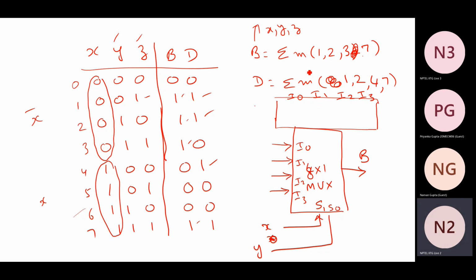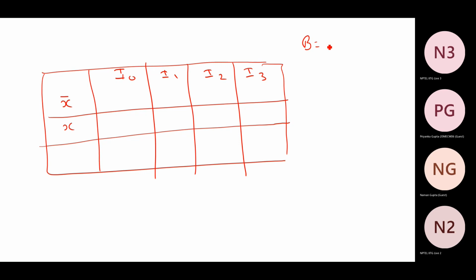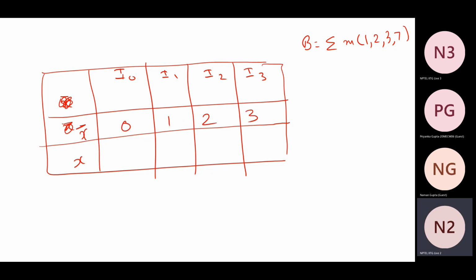So what are the min terms that are present in B? 1, 2, 3, 7. Out of this, because X is 0 in the first half, this is X bar, and in the remaining half X is 1, this is X. X is 0 in 0, 1, 2, 3. You have to encircle this 1, 2, 3, 7.